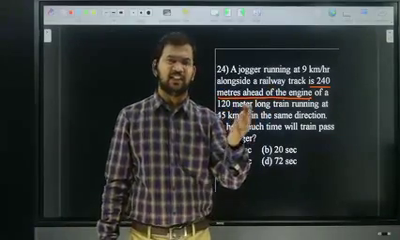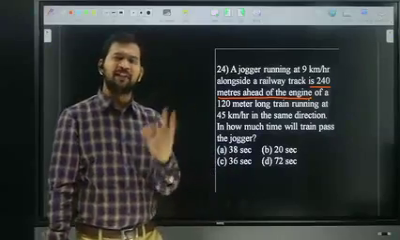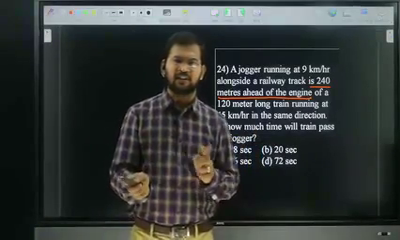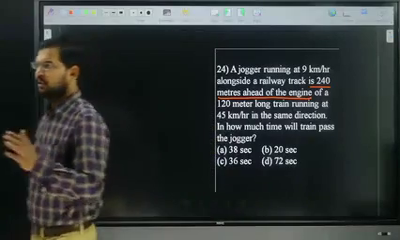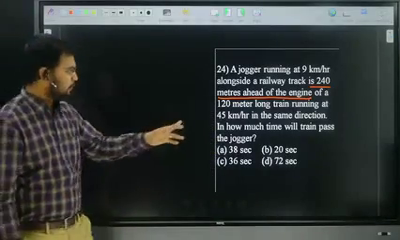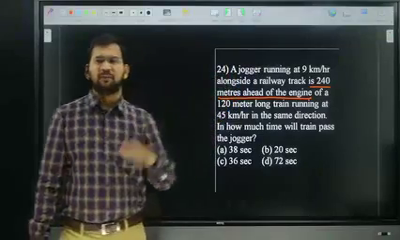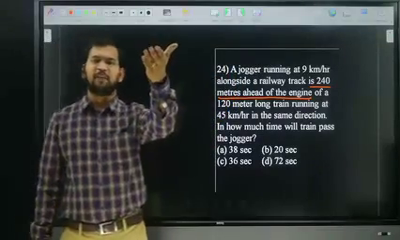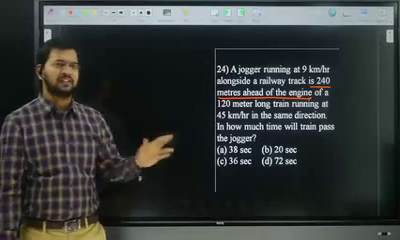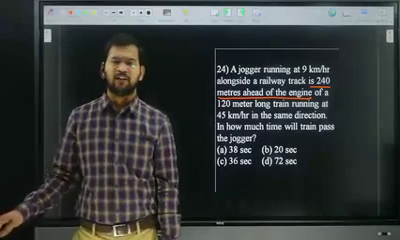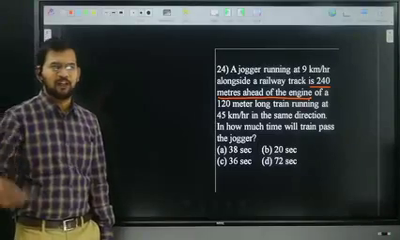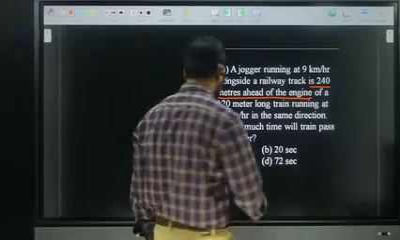Distance is 360. The man is in motion, the train is in motion. I already told you, whenever it is a man and train case, it is in the same direction, so the relative speed is the difference, 45 minus 9, which is 36. 360 by 36 kilometer per hour into 5 by 18. 36 ones are 36, 36 tens are 360, 5 twos are 10, so 18 twos are 36. Your answer is 36 seconds.